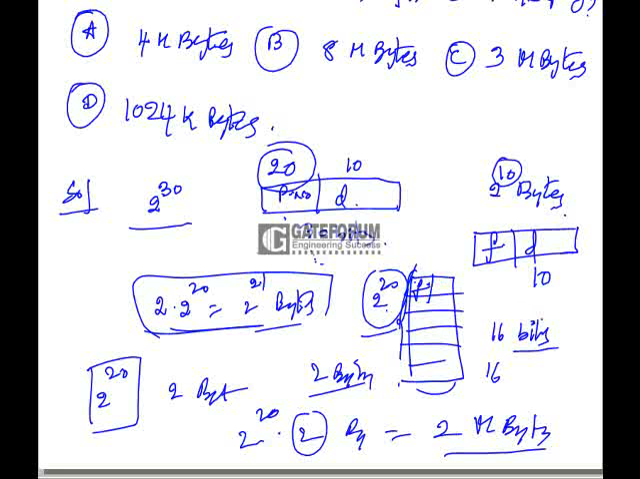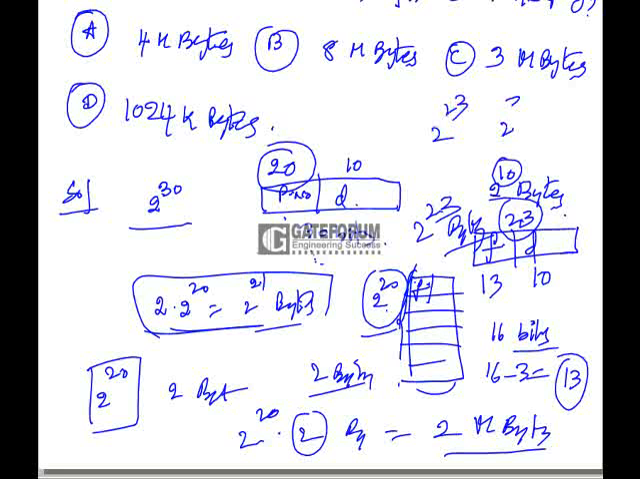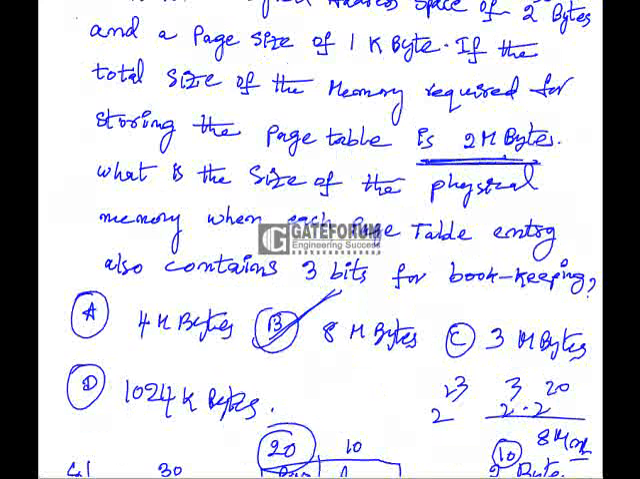For frame number, how many bits are required? That depends on the number of frames. So if 3 bits are used for the bookkeeping, how many bits can I use for frame number? 13 bits. So 13 bits for the frame number and 10 bits for the displacement. Total 23 bits in a physical address. That means 2 power 23 bytes will be there in the physical memory. 2 power 23 is nothing but 2 power 3 into 2 power 20. That means 8 megabytes. Option B is the right option here.